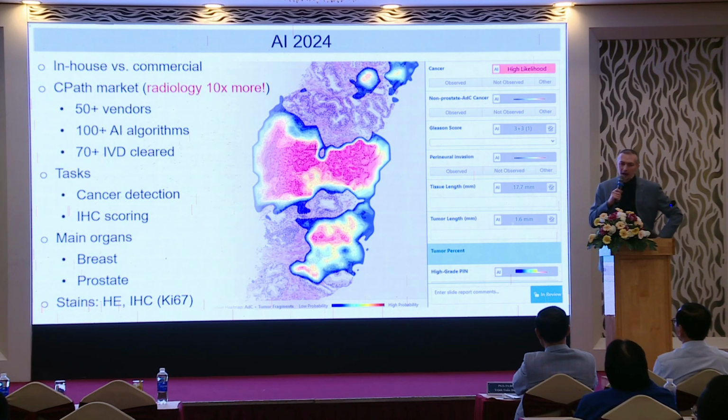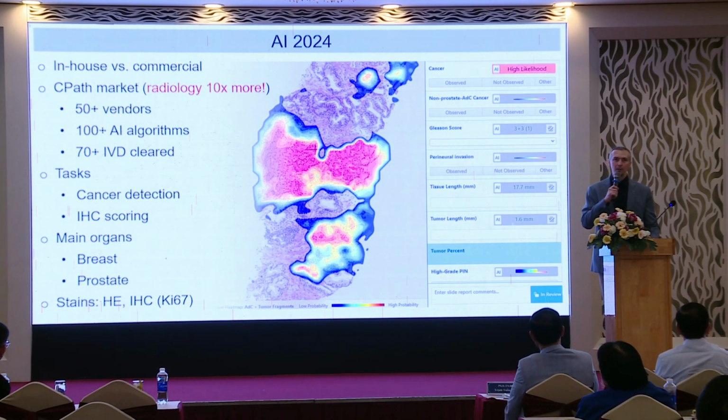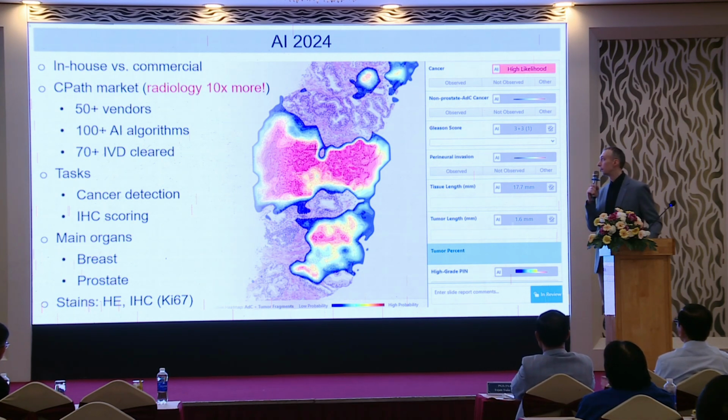I made this summary maybe half a year ago, but I believe it's more or less the same. This is the status of AI in pathology in 2024. So we have multiple tools reported in publications, which were built in-house by your own research team or lab, and also commercial tools. If you take a look at the market of computational pathology, there are more than 50 vendors globally. There are more than 100 AI algorithms which are on sale.